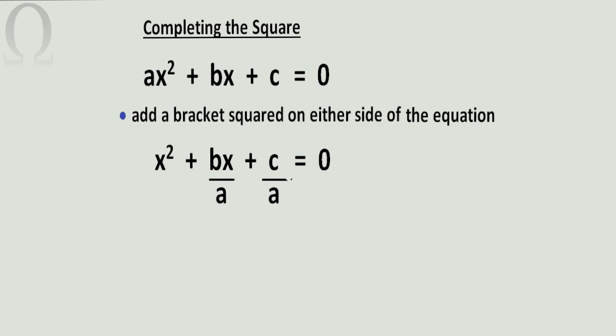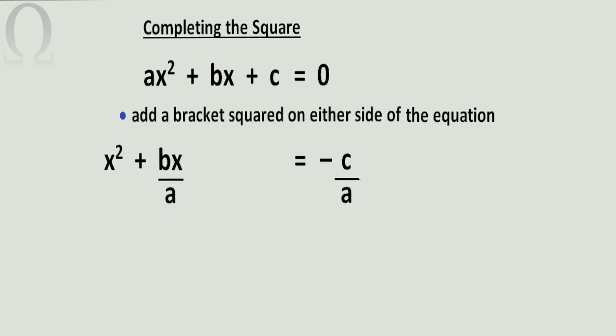Next, we add a bracket squared, on either side of the equation. But, before we do that, we will move the constant term, which in this case is c over a, to the other side of the equation. We now add a bracket squared, to either side of the equation.